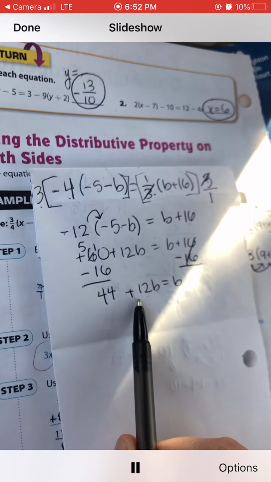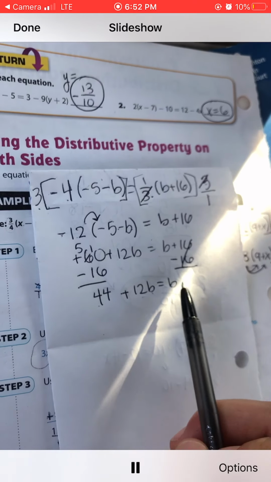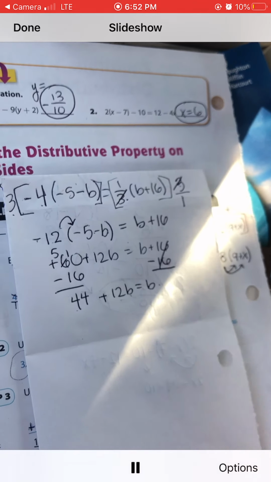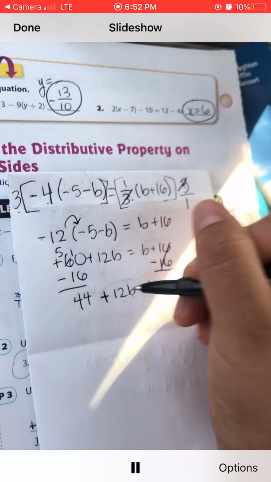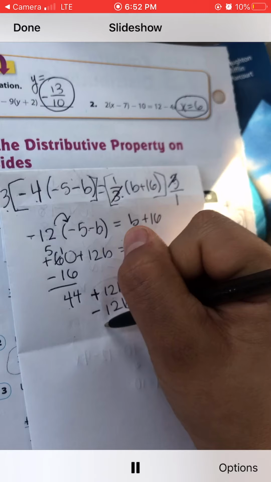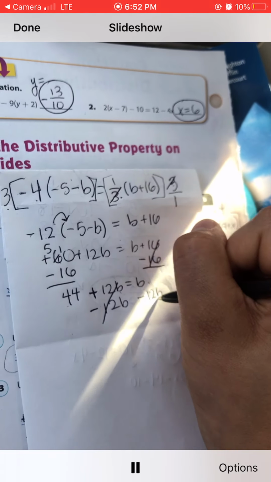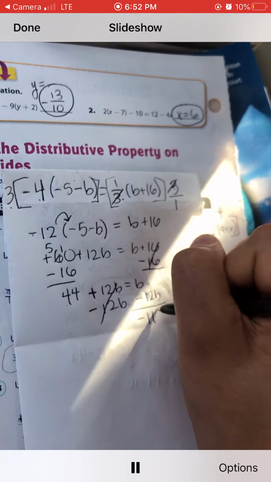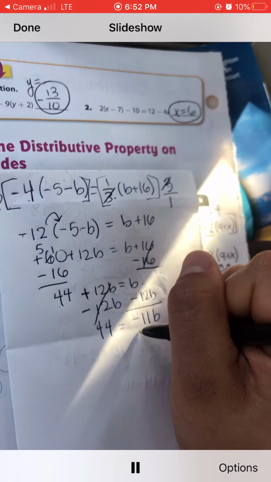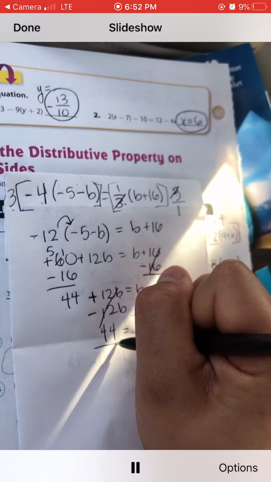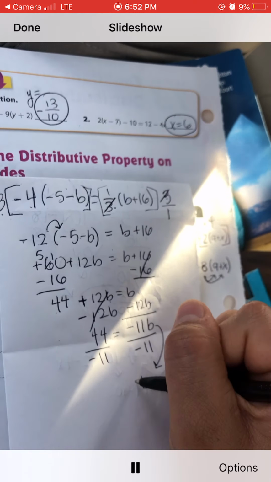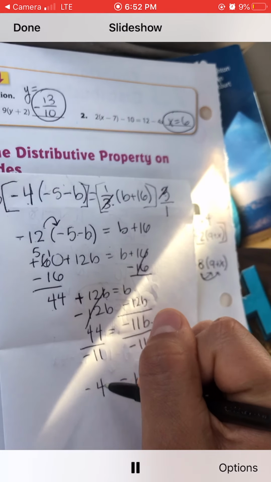Now, I want the b's all on one side. So I have a constant here, a variable here, so I will move this variable to my right. It's an addition, and I want to make it equal 0, so I will subtract it. And this comes out to be negative 11b. And now we're going to be splitting this one into groups of negative 11 because I want b to stand all on its own. And it comes out to be negative 4.